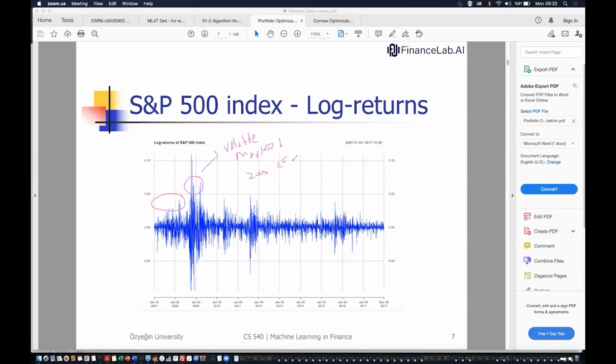And if you look at the other time points, there are some increases and decreases in 2010 and 2011 as well, but they are not as volatile as at the end of 2008. And in terms of the log return, this is how the S&P 500 index looks.